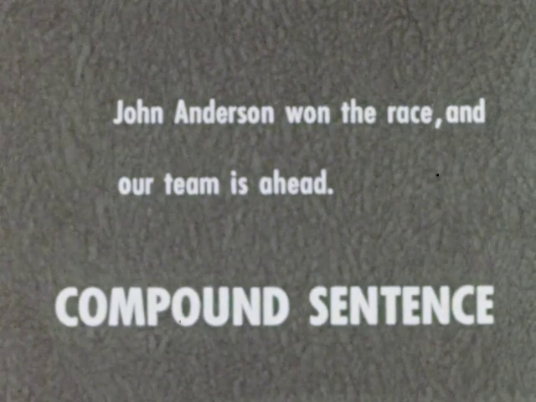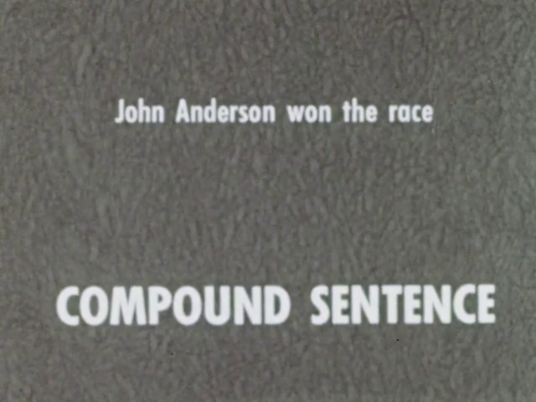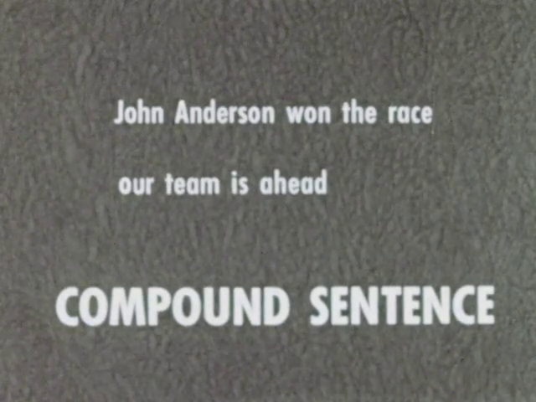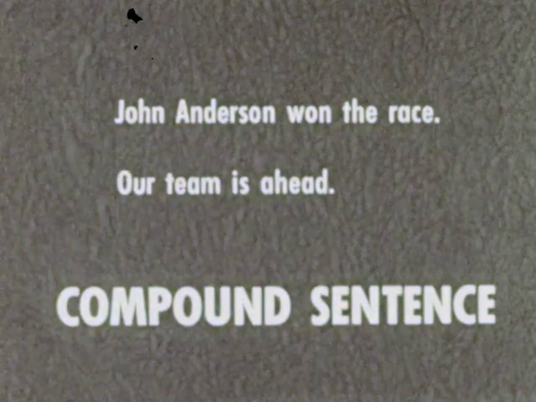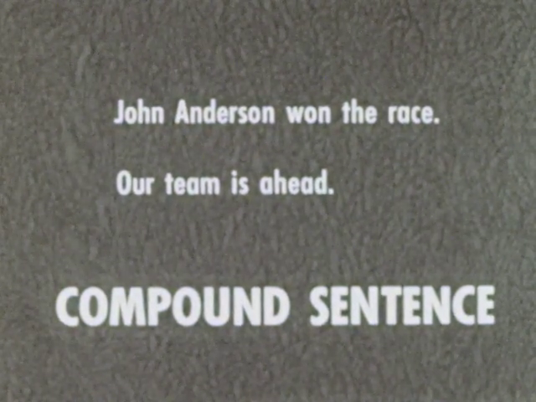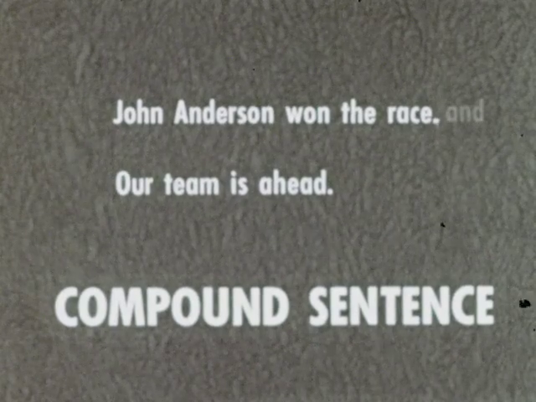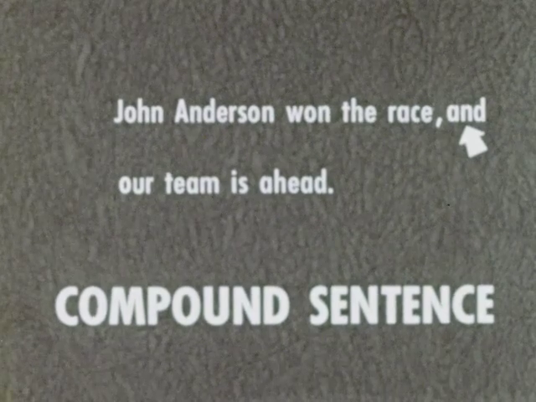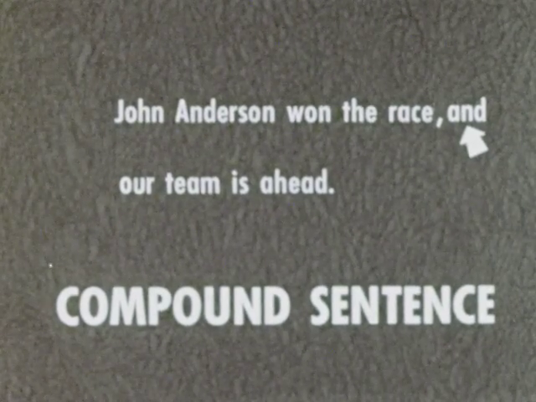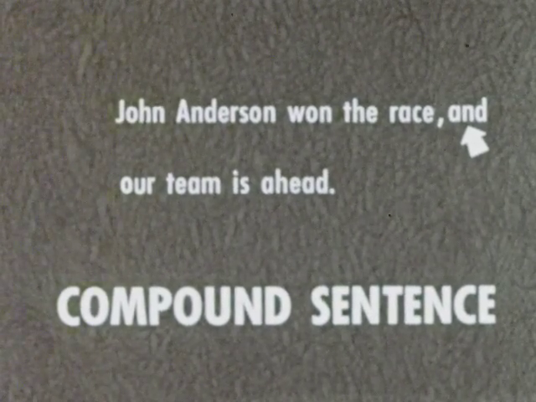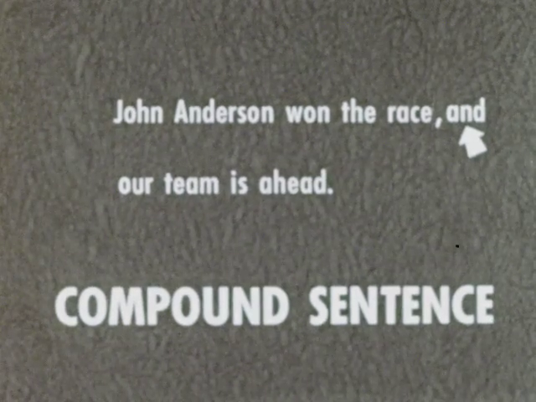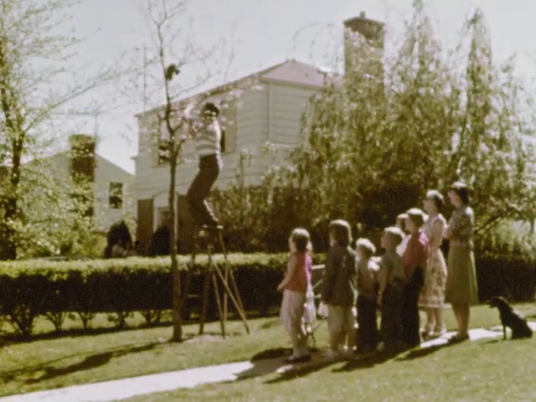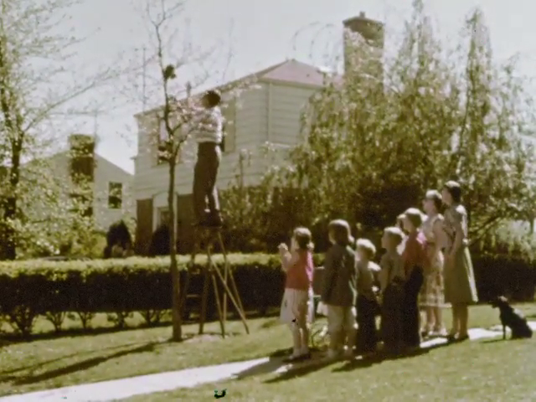This compound sentence is made of two clauses, each a group of words containing a subject and a predicate. Because these clauses can stand alone as sentences, they are said to be independent clauses. But together with the coordinating conjunction and, which connects sentence parts of equal grammatical structure, the two clauses form a compound sentence.